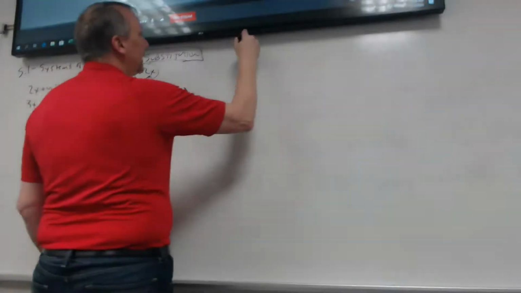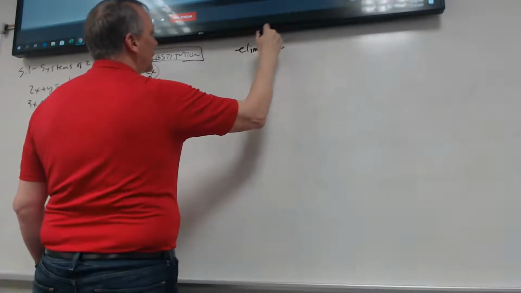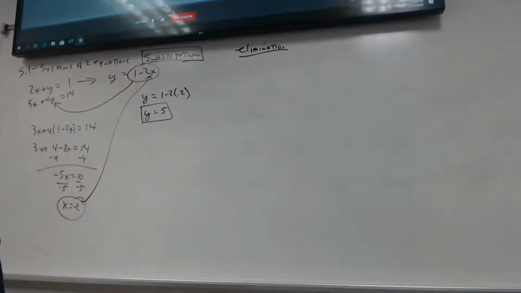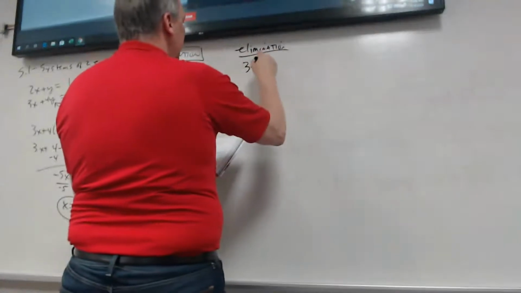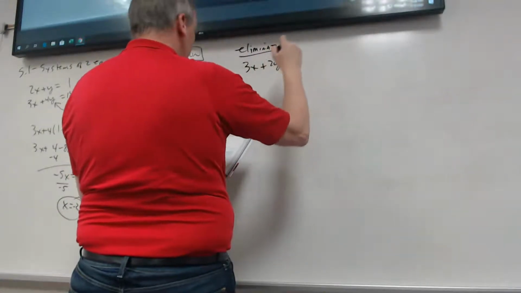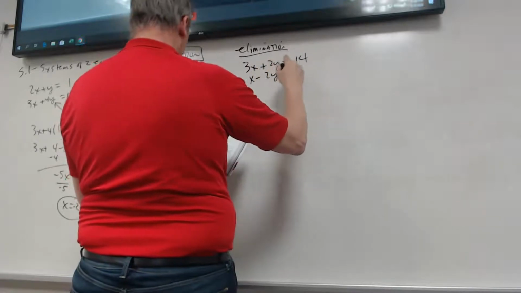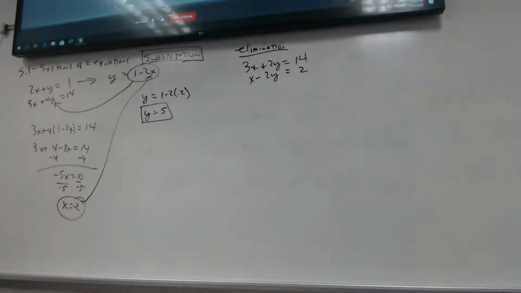Another method is with elimination. Elimination. So let's talk about that. Let's say that I had 3x plus 2y equals 14 and x minus 2y equals 2. So Tyler goes, yeah, you want to do this one? Yeah. So the y's cancel.